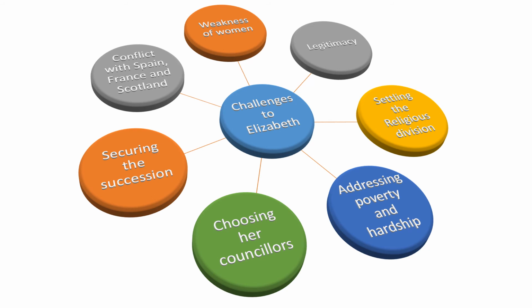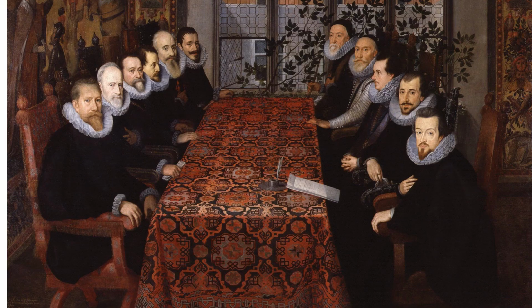The third challenge for Elizabeth was choosing the men who would form her Privy Council. These councillors would have a crucial task for Elizabeth. They would be responsible for running the country and ensuring that her desires and her wishes were met.